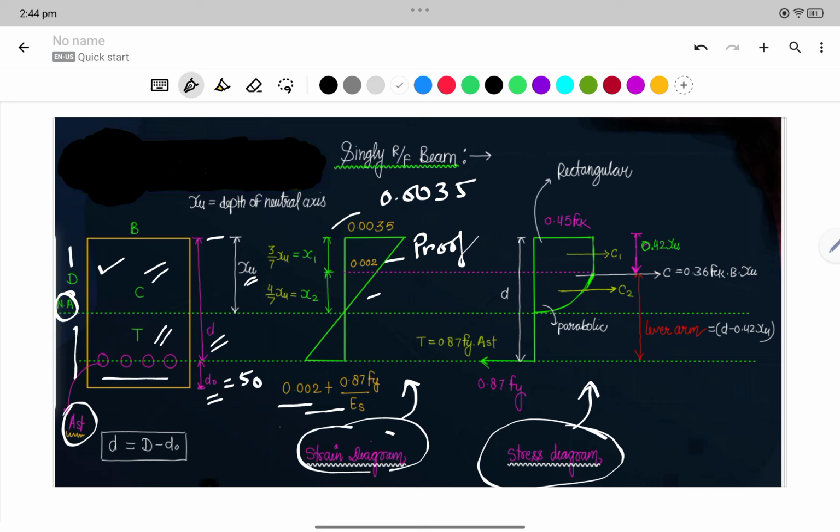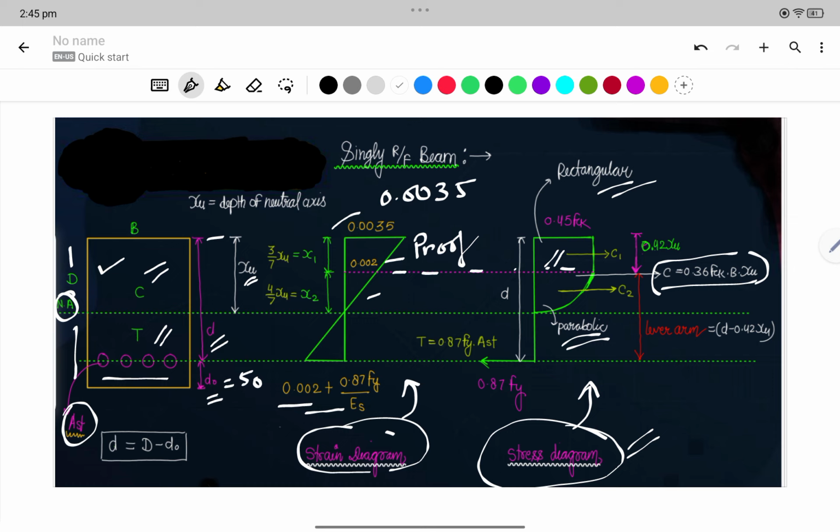In this limit we can see the strain diagram also. The strain diagram is telling that up to 0.002 the curve is parabolic, as written here. The curve is parabolic, then it is rectangular. See, this upper part is the compression zone. So the combined compressive force that is coming is 0.36 fck b into xu. You have to remember this formula. This formula will be used. So C is equal to 0.36 fck b xu.